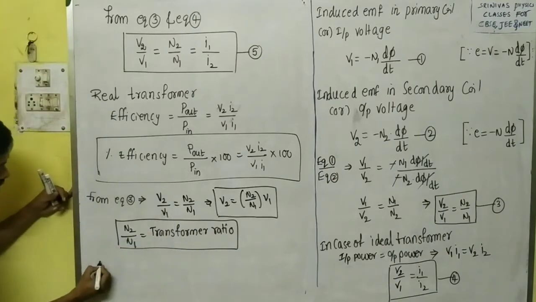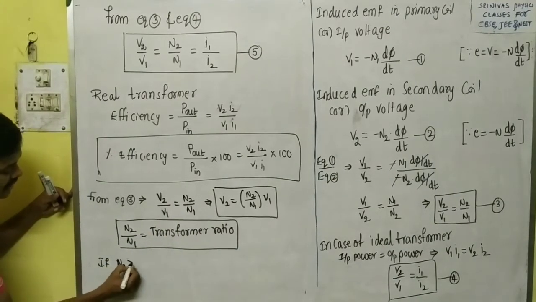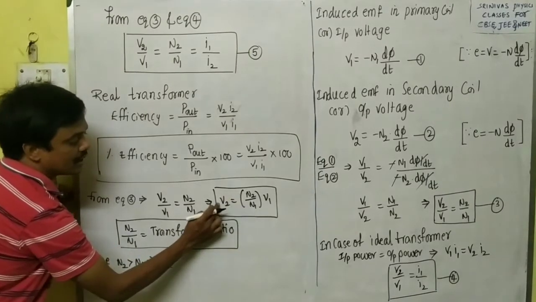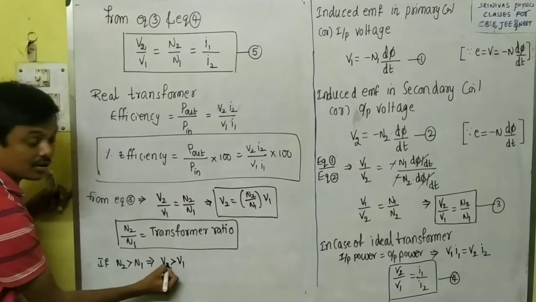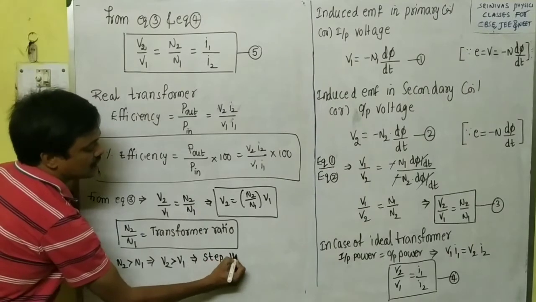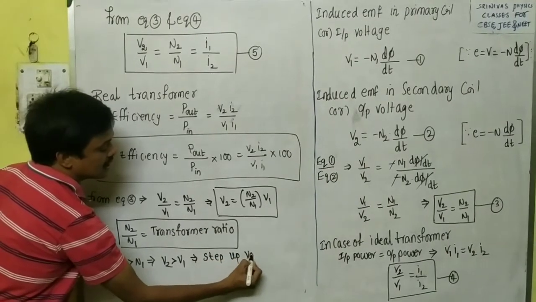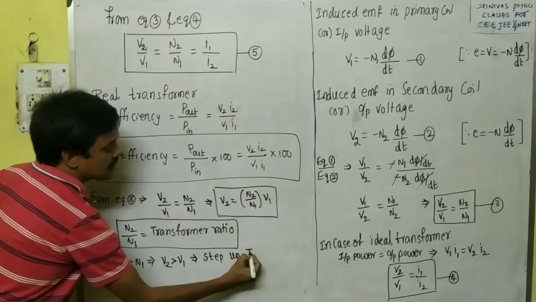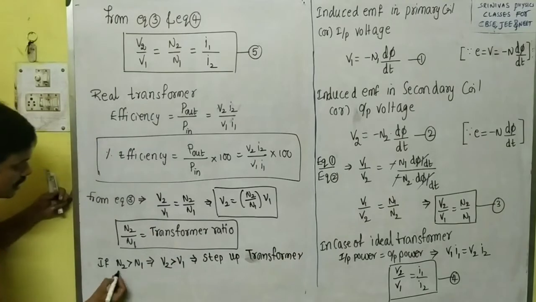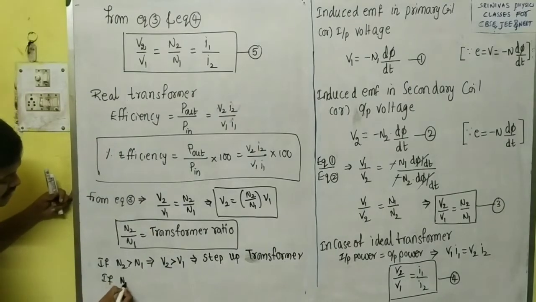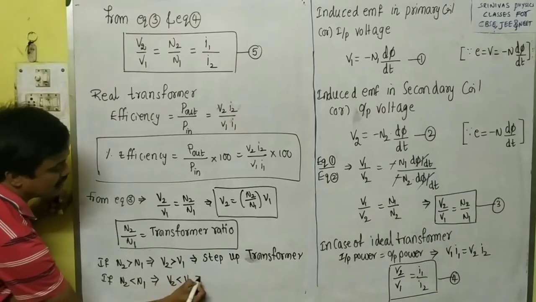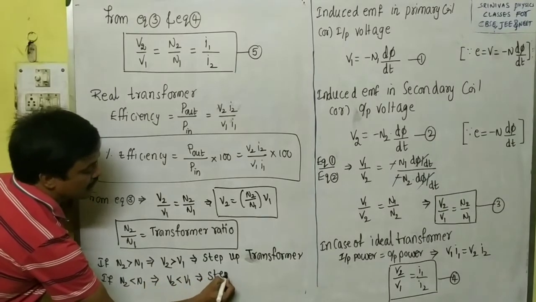If N2 is greater than N1, the number of turns in the secondary coil is greater than in the primary coil, then V2 is greater than V1. The output voltage is more than the input voltage. This transformer is called a step-up transformer because it is increasing the voltage. And if N2 is less than N1, then V2 is less than V1, and this is called a step-down transformer.